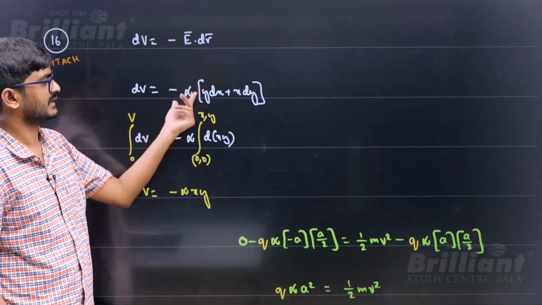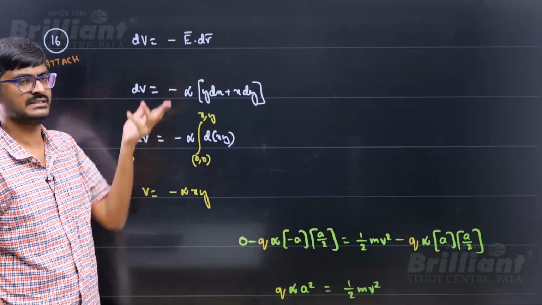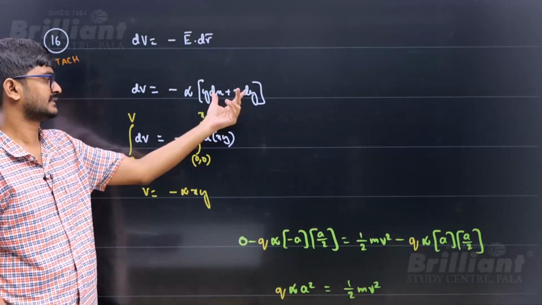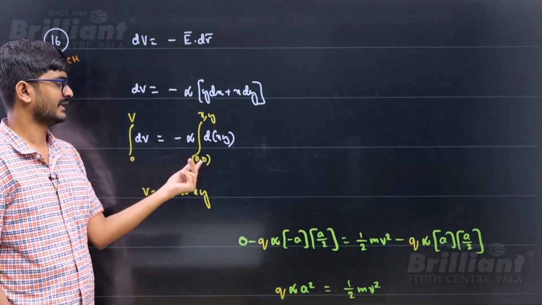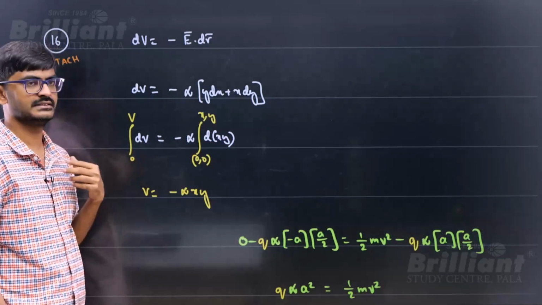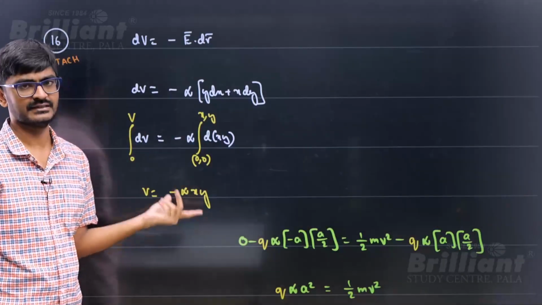E bar dot dr bar will turn out to be alpha into (y dx plus x dy), because dr bar is dx i cap plus dy j cap. Now you have to integrate this. Before integrating, I can write the same thing as d of xy. So when I am integrating, I'll take potential energy to be 0 at (0, 0). So at any (x, y), the potential is V. So V will be minus alpha xy.